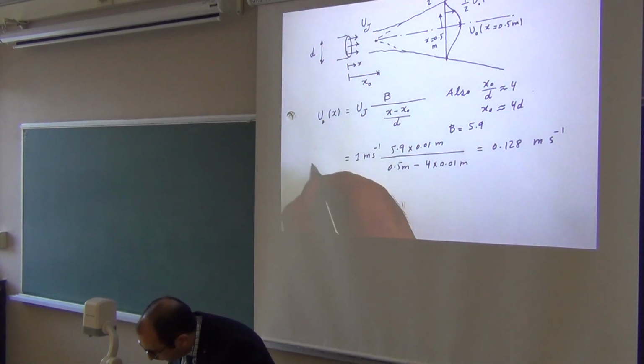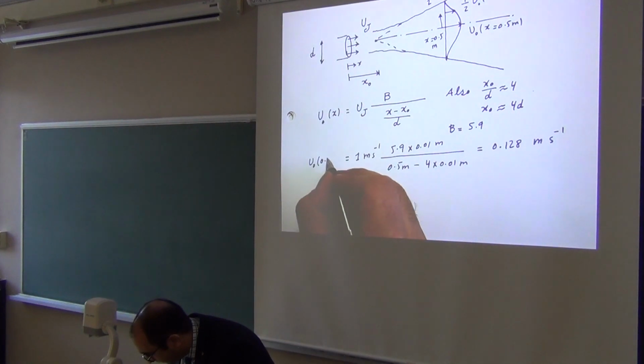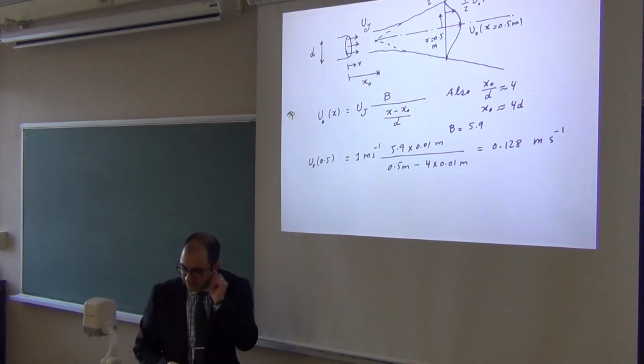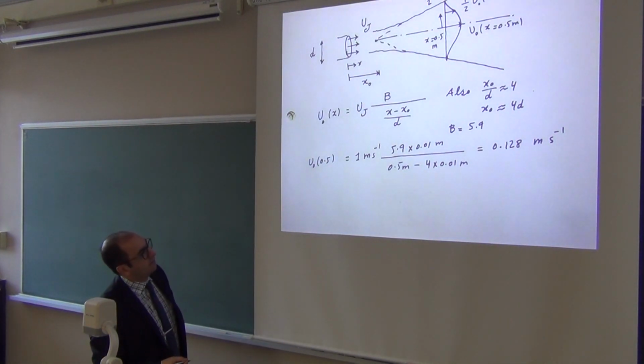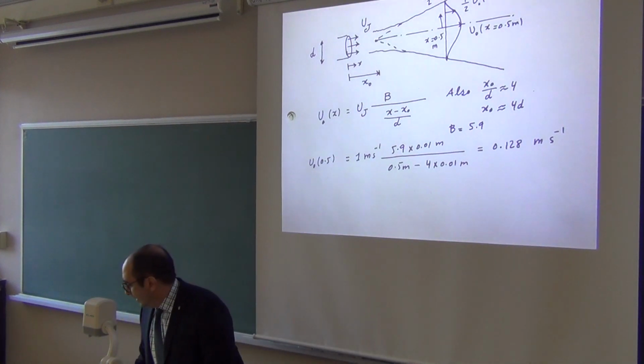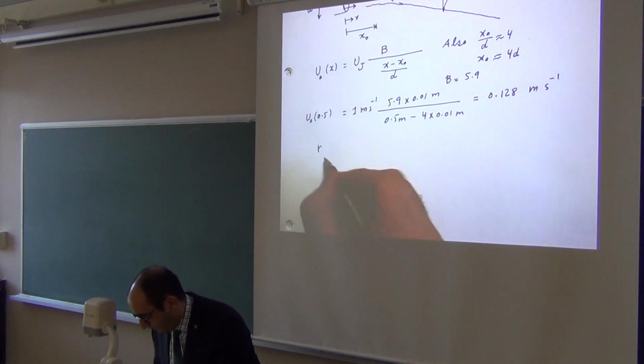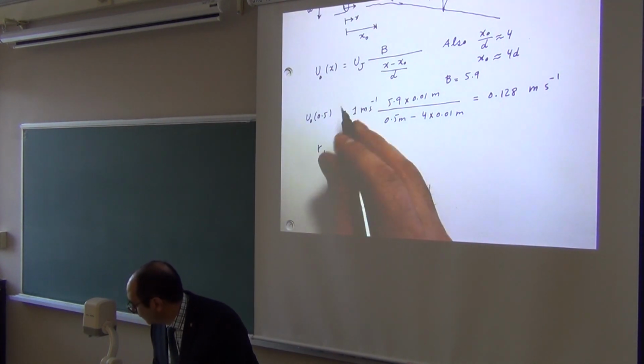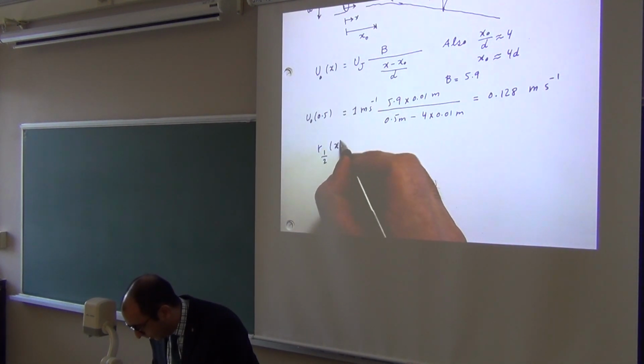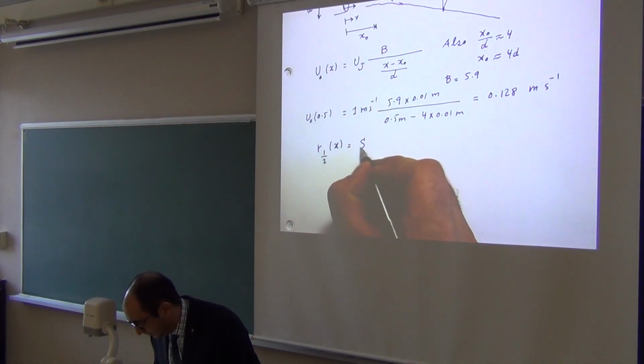So what did I calculate? I just calculated u naught at 0.5. I substitute x equal to 0.5 there. I'm going to find the half width using the relationship for a spreading.